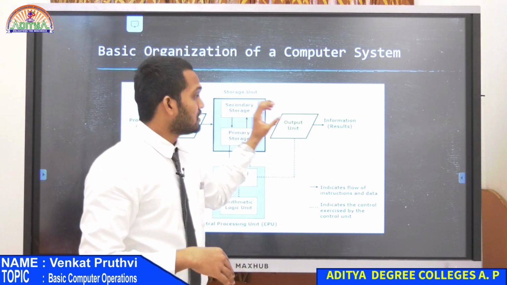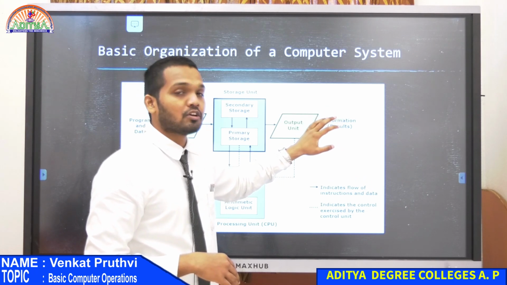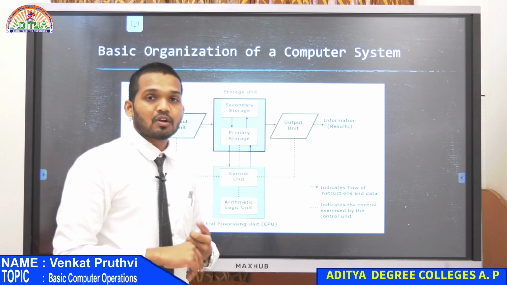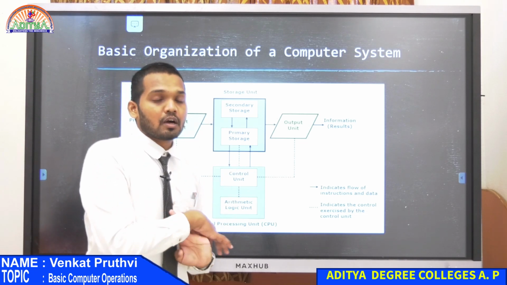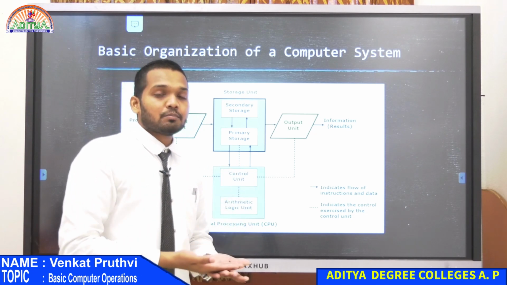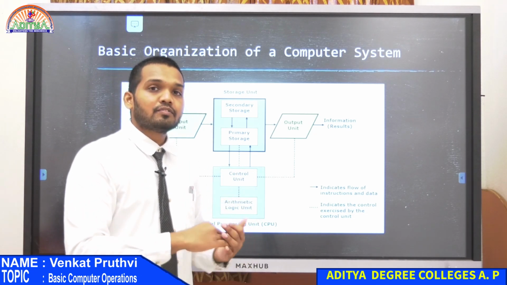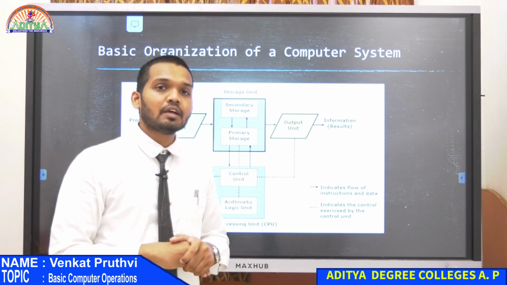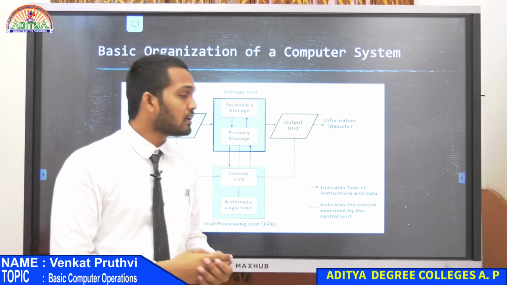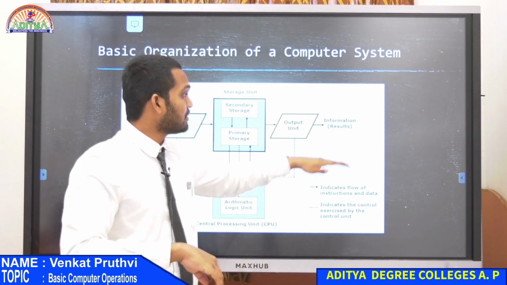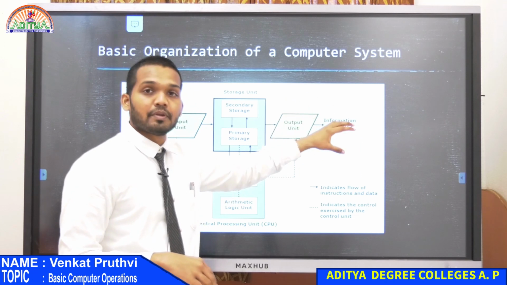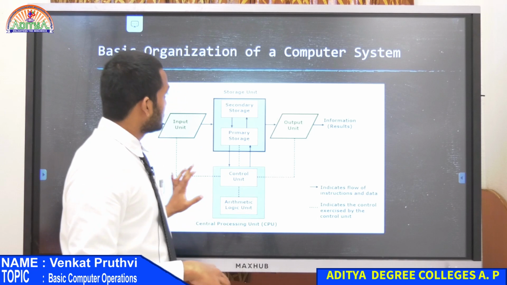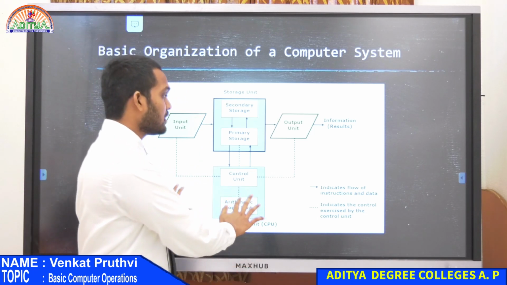The final output that we are able to see or read is known as information, because in the starting we were discussing data processing. What is data processing? Whenever you give an input to the computer, it takes the input, processes it, and then gives you something useful out of the data we have provided. That information is displayed on the monitor or given as a printed copy. So this is the basic flow of your computer system.